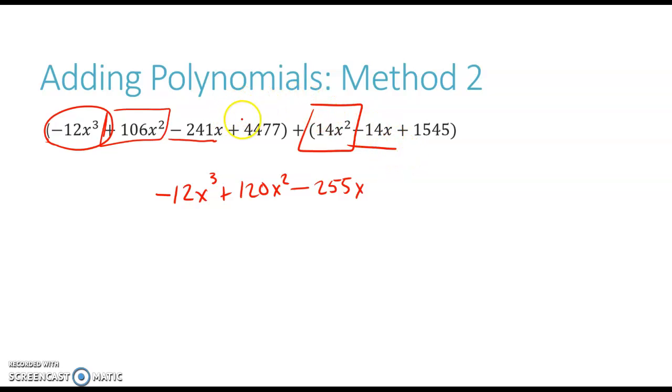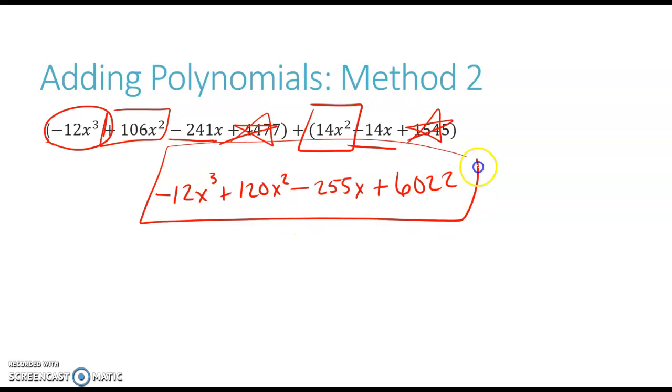And then finally, I'm just going to start over so that you can see they're like terms. Positive, positive, so this is going to be plus. I'm going to take 4,477 plus 1,545, and we end up with 6,022. And that's our answer. And that's not a very great box, but those are our two methods.